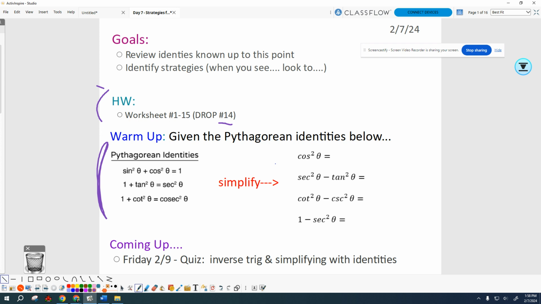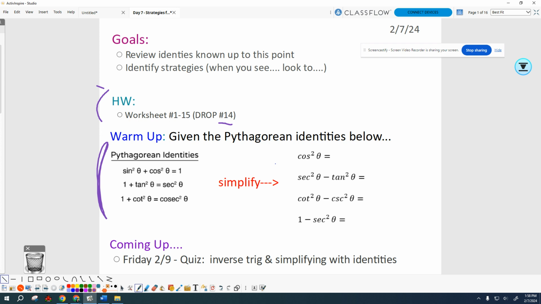One minus sine squared. Yeah. Oh yeah. It's one of hers.